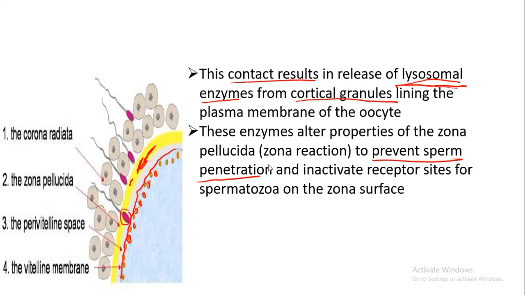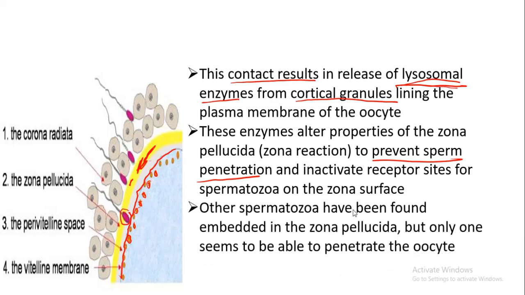When the examination was done, it was found that some of the sperms were embedded in the zona pellucida, and only one, who is you, who is me. I came from only one sperm. You came from only one sperm. Your friend came from only one sperm. No one came from two sperms.